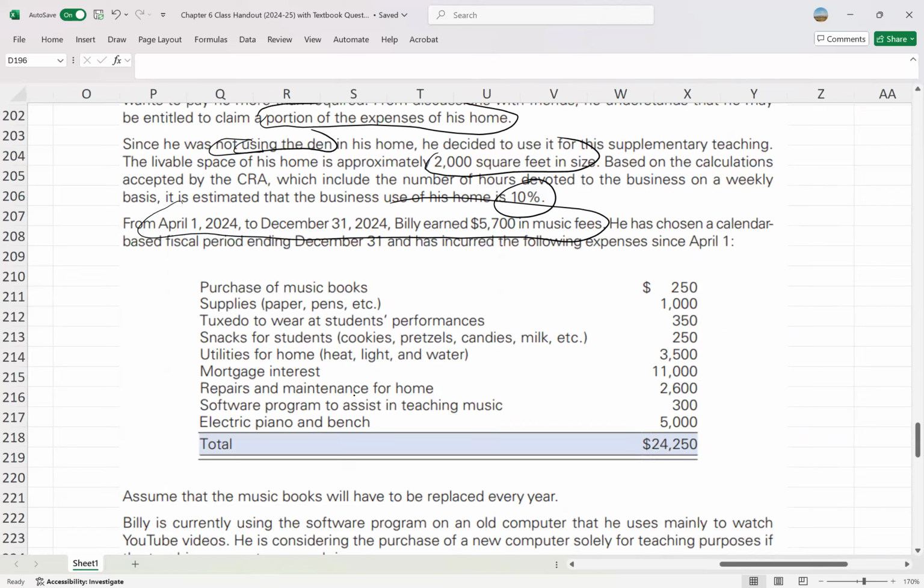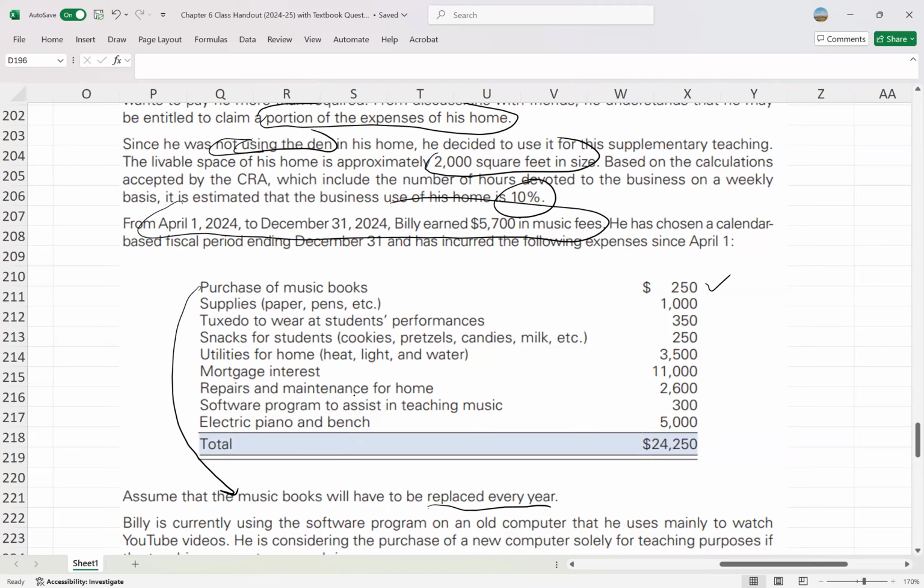Music books, $250. Now, there's a note here saying that assume the music books will have to be replaced every year. So what they're saying is that this should be just treated as a current expense. It is not going to be a capital asset, not an asset that's going to last a number of years that he has to take CCA on. So we're just going to deduct the music book expense as a current expense, all 250. So that will be fully deductible.